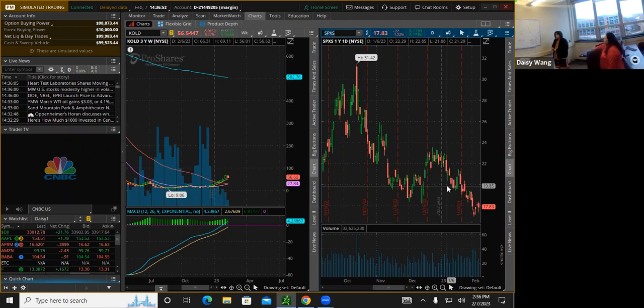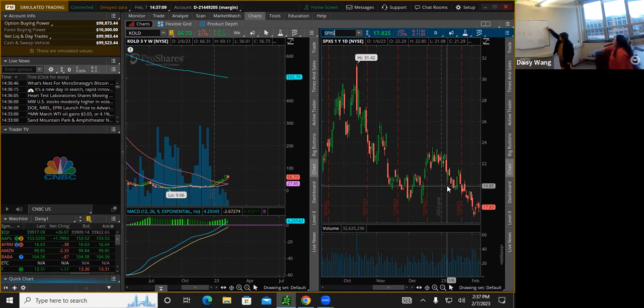Now, like I said, the reason most people, like retail investors, don't do this is because of the risk. So if this goes below, you now have to buy 100 shares at 390. So that's $39,000. I don't buy, I sell though.